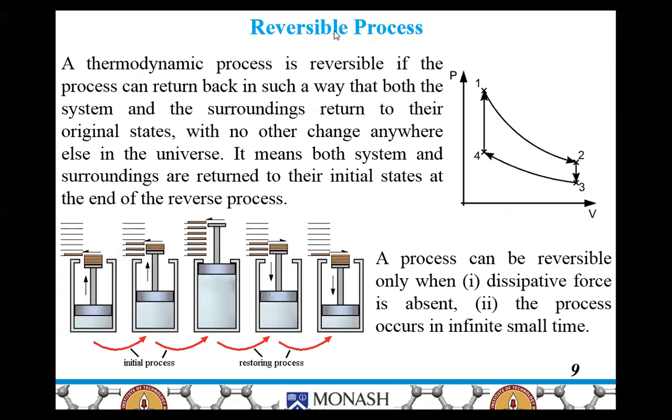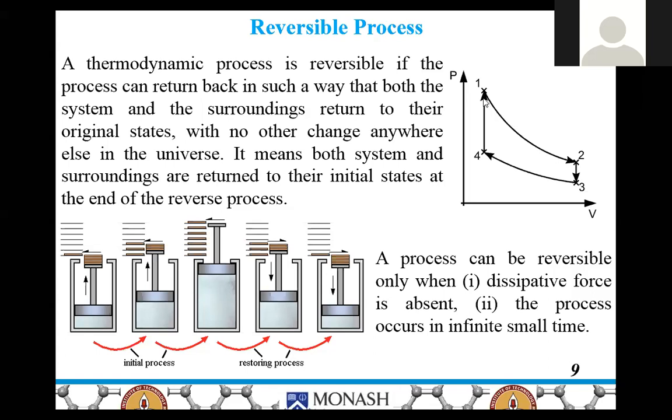A reversible process. A thermodynamic process is reversible if the process can return back in such a way that both the system and surrounding return to their original state with no other change anywhere else in the universe. It means both system and surrounding are returned to their initial states at the end of the reverse process.